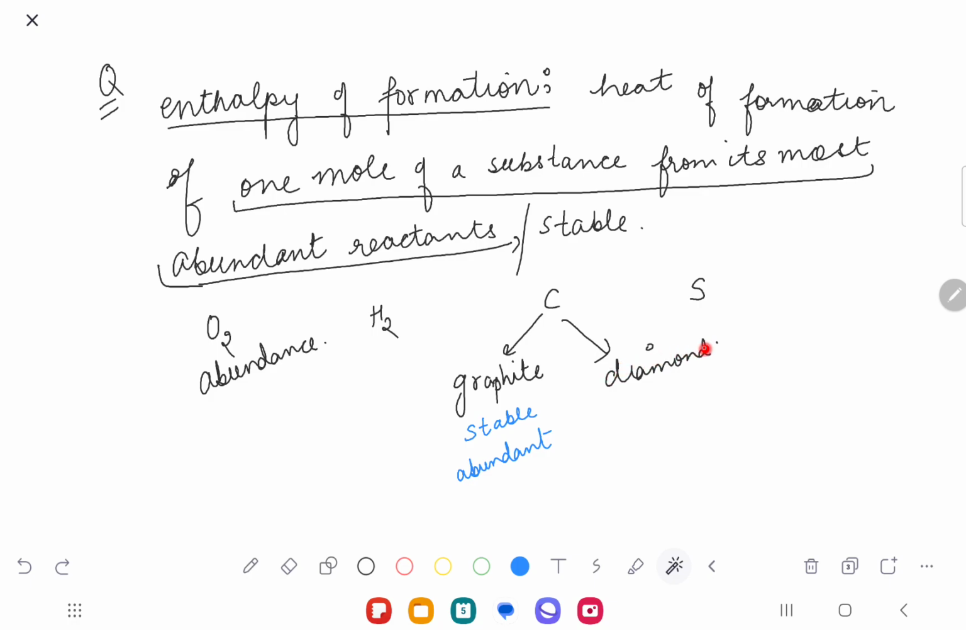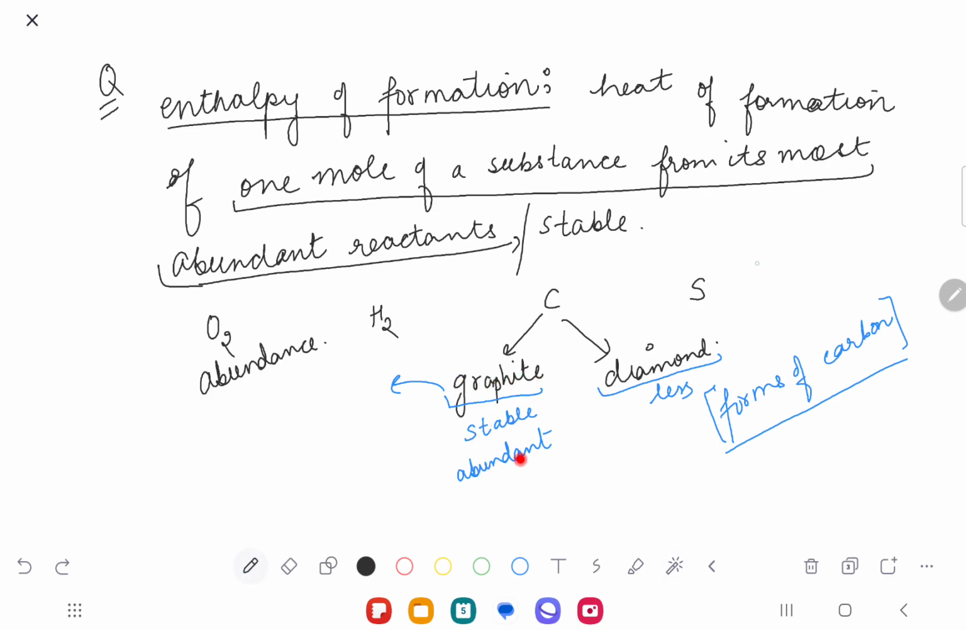Diamond is also equally stable. Who said that diamond is not stable? Diamond is way more stable. But diamond is not that abundant. The amount of diamond in nature and the amount of graphite in nature is a lot of difference. Diamond is way too less in comparison to that of graphite. So when we are talking about graphite and diamond, both of these are forms of carbon. But in these forms of carbon, graphite is more stable and abundant.